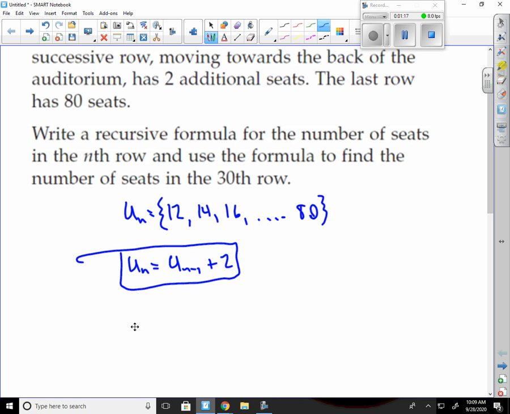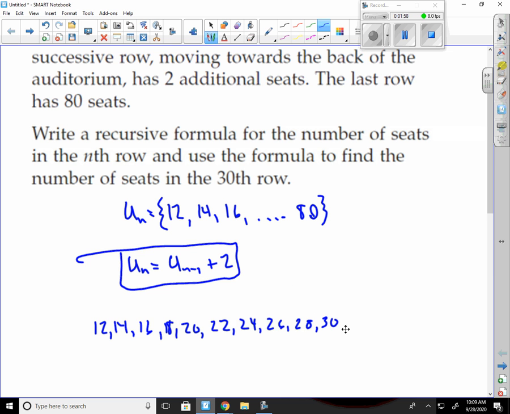It says find the number of seats in the 30th row. So 12, 14, 16, 18, 20, 22, 24. You can list these all out. What you're going to realize is that whenever you hit the 10th one, you're going to be at 30. So I'm always looking for a shortcut here. So at the 10th one, I'm at 30. 1, 2, 3, 4, 5, 6, 7, 8, 9, 10. Which means that I've added 18 seats.